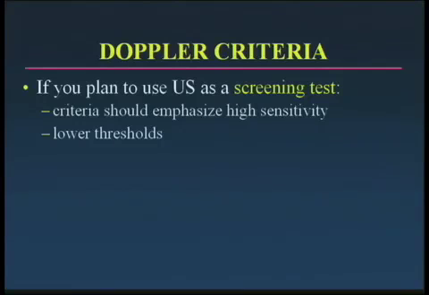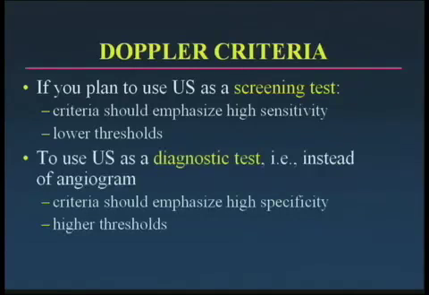So how do you make sense of this? Well, the way I like to think about it is the following. The criteria that you should use depends upon how you plan to use the Doppler ultrasound examination. If you plan to use it as a screening test and you are going to get correlative imaging in these patients with CTA, MRA, or angiography before you refer them for surgery, your criteria should emphasize high sensitivity and you should use those lower thresholds of peak systolic velocity and systolic velocity ratio.